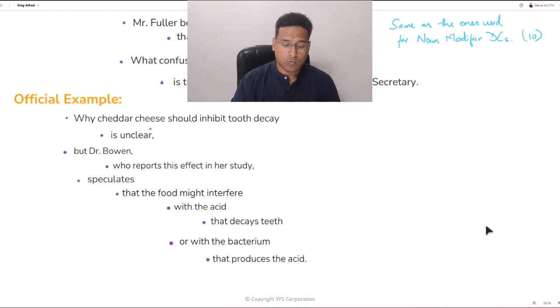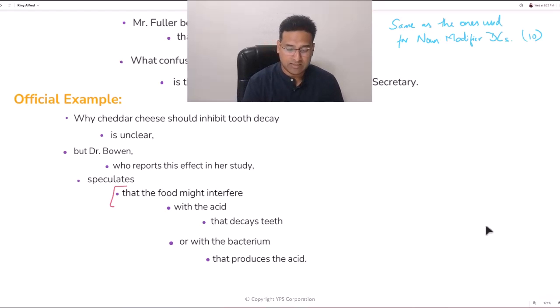But Dr. Bowen, who reports this effect in her study? Again, we have one of those 10 DC connectors, right? Who, and this modifies Dr. Bowen. So this is again a noun modifier dependent clause, the thing we studied right at the start. Dr. Bowen, subject, verb, speculates something, that the food might interfere with the acid or with the bacterium.